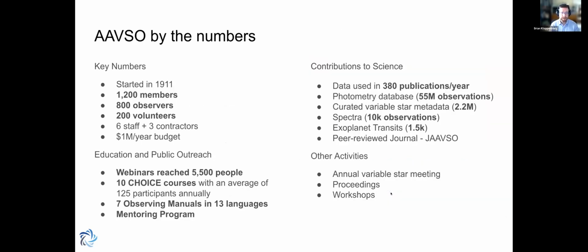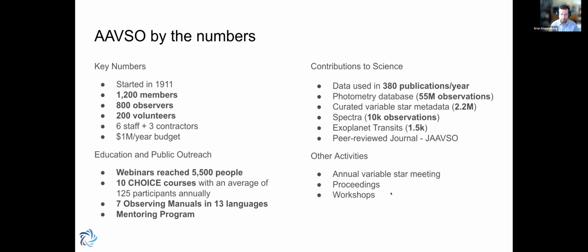One slide that I always like to show to talk more about the AAVSO is this one, which describes AAVSO in terms of numbers. We presently have about 1,200 members, 800 observers, and about 200 volunteers helping us achieve our mission. We conduct a wide variety of education and public outreach activities, including a webinar series, which is this one here, as well as our Spanish-speaking webinar series. In the chat, there was a little discussion about our CHOICE courses. We have 10 continuing education courses per year with about 125 participants in total. We also have a wide variety of observing manuals that help you get interested and learn how to do variable star astronomy, either by eye, using a camera, or using your telescope. They've been translated into 13 different languages.